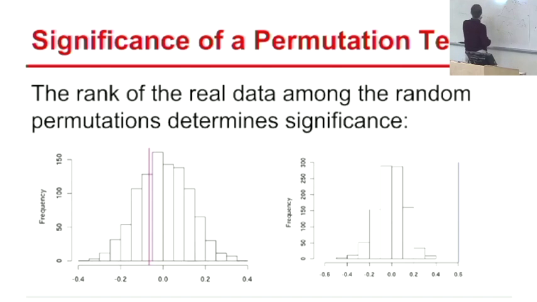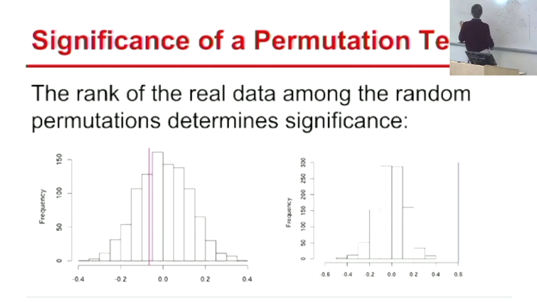But another way to look at it is to recognize that for any given permutation, we are getting a value: the difference in height between the simulated men and women, delta men minus women. For any given random sample, we're going to get a value of that. For another random sample, we might get this, and this, and this, and this. Does everybody see that?